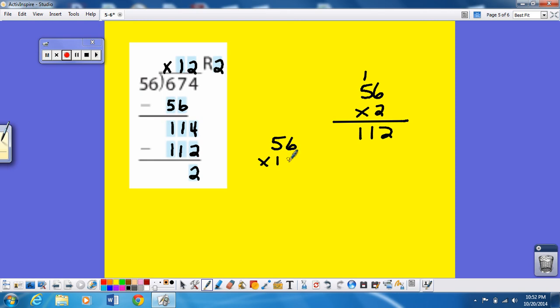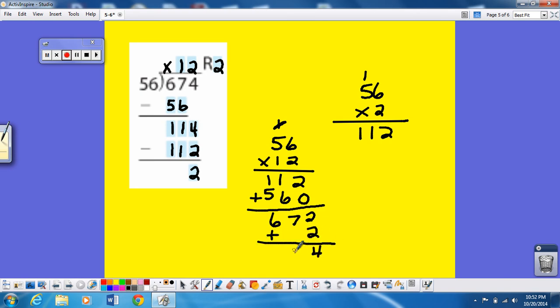56 times 12. 2 times 6 is 12, 2 times 5 is 10, and 1 is 11. Put your placeholder. 1 times 6 is 6, and I've already used that. 1 times 5 is 5. Add. 2 plus 0 is 2. 1 plus 6 is 7. 1 plus 5 is 6. And let's don't forget, you've got to add your remainder, which is 2. And hopefully you will get, and we did, the same answer as our dividend.